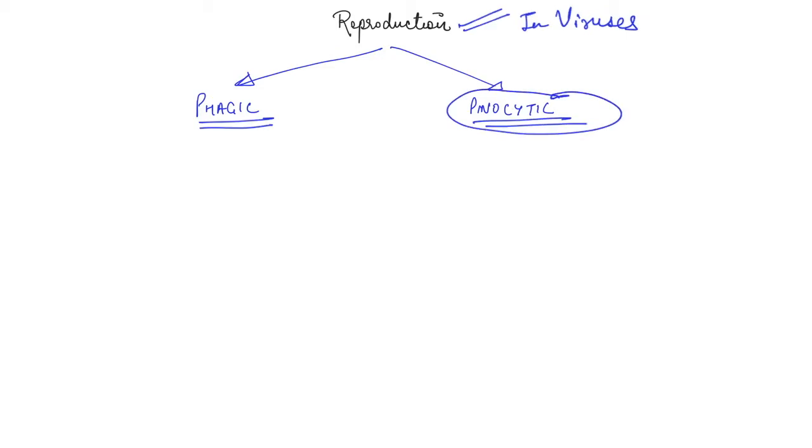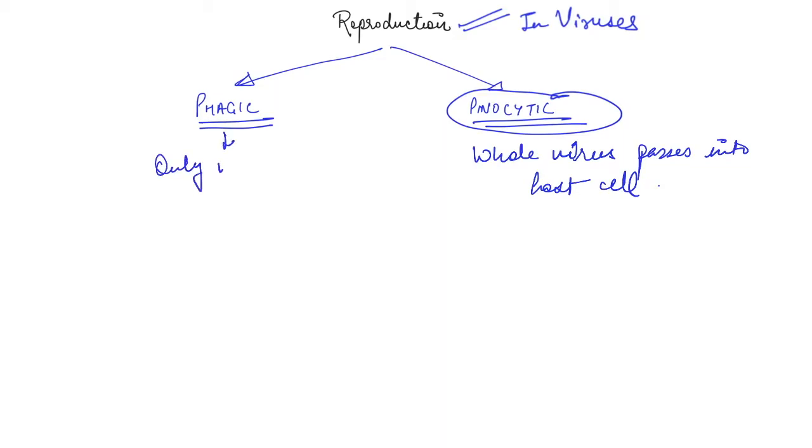In this kind of reproduction, the whole virus passes into the host cell. And in phagic reproduction, only the nucleoid enters the host cell.